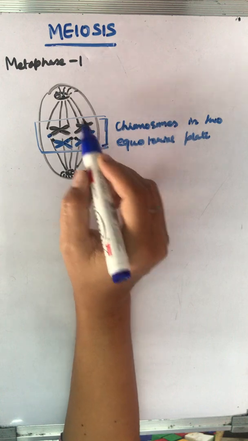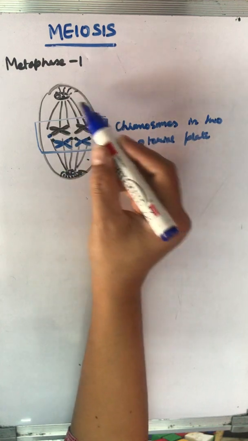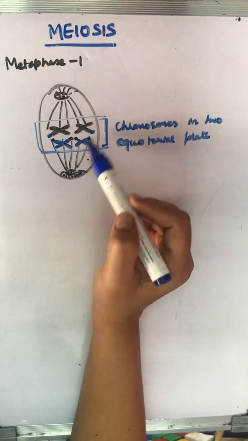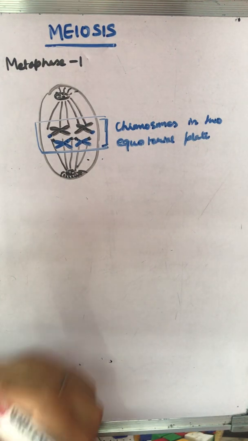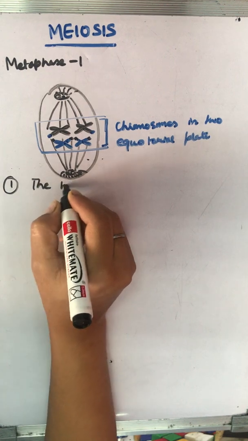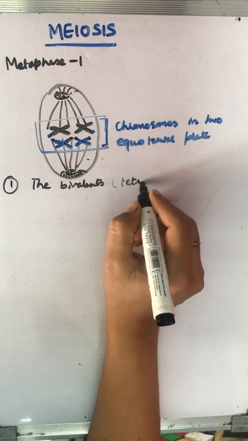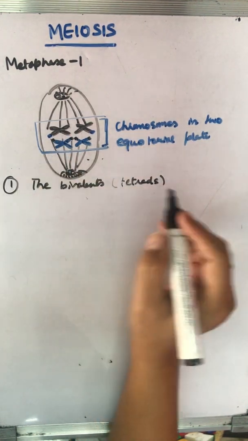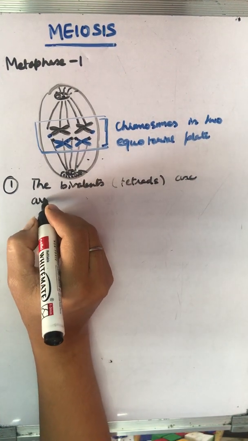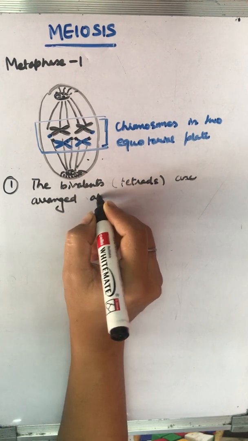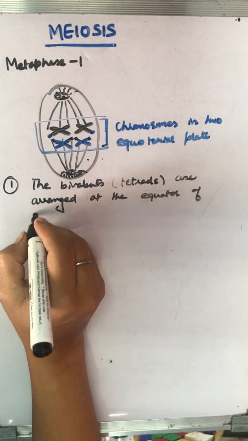Rest we all know. Spindle fibers are there, centrioles are paired up, astral ray formation takes place, nucleolar material, that is the nuclear membrane disintegrates, right? So here we are writing the key events. Number 1, the bivalents or tetrads are arranged at the equator. At the equator of spindle.